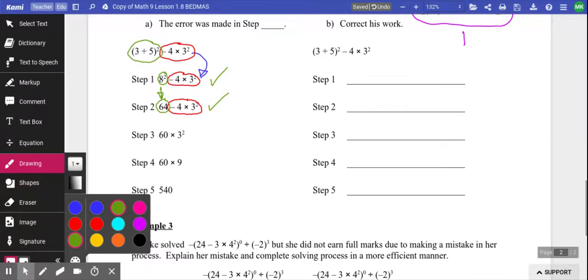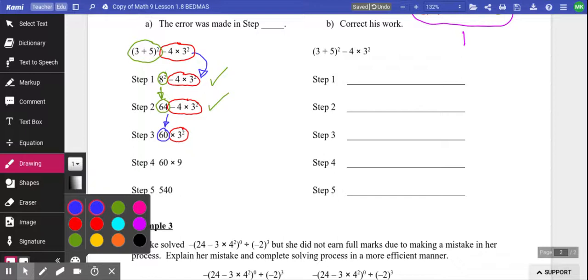Now looking at the next thing that they've done, they've left this times 3 squared. That looks good. But now they've somehow come out with 60. And if I were doing this question, my next step would have been to do the exponent on 3 squared. However, they didn't do that. They somehow got 60. Darian, how do you think they got 60?